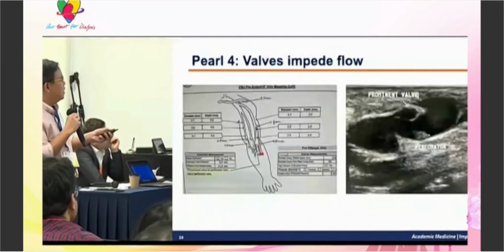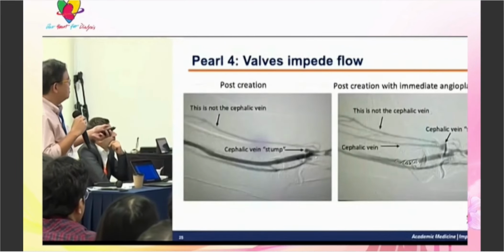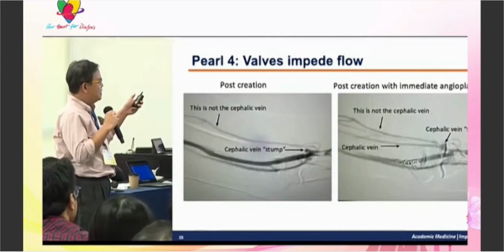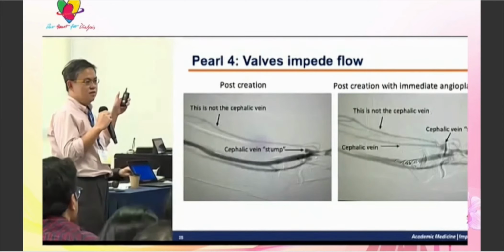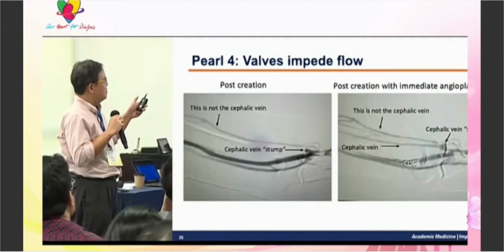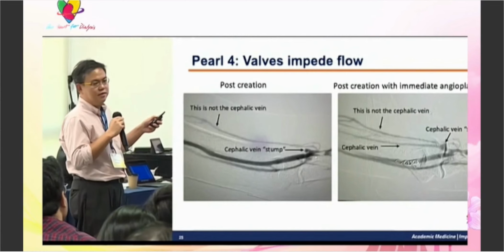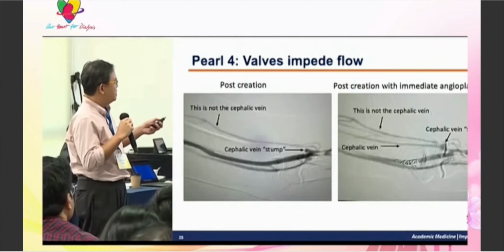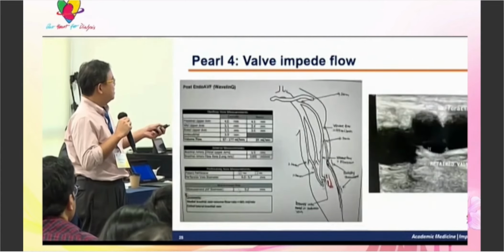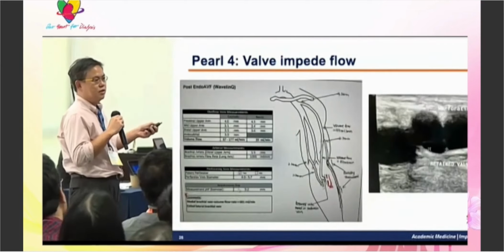Okay, valves will impede flow. And this is what happened when you have a valve there, you create a fistula. Now that vein that goes into the upper arm is not the cephalic vein. Okay, don't be fooled. The cephalic vein is actually seen there with a venous stump. And what you need to do is actually to plasty it, and you can actually see that cephalic vein after the endoAVF is created. Okay, and then this is what happened. Even after that, the valve still gets retained inside and continues to impede flow.